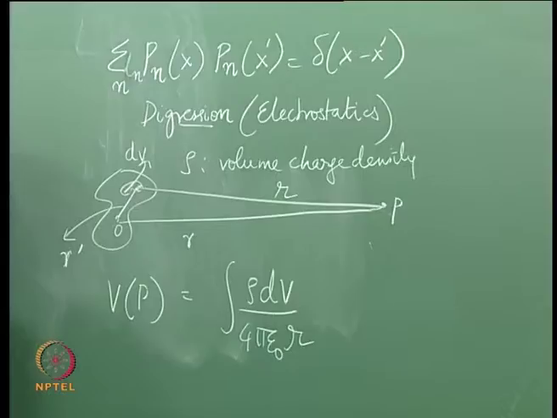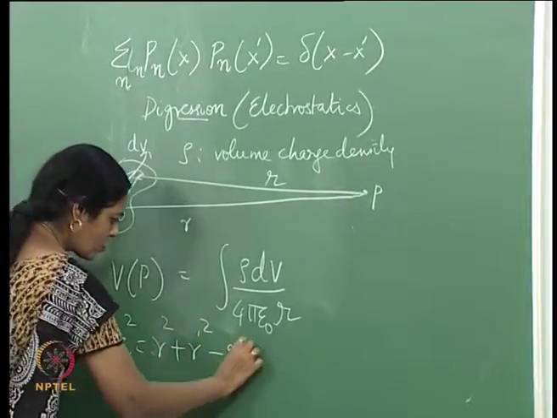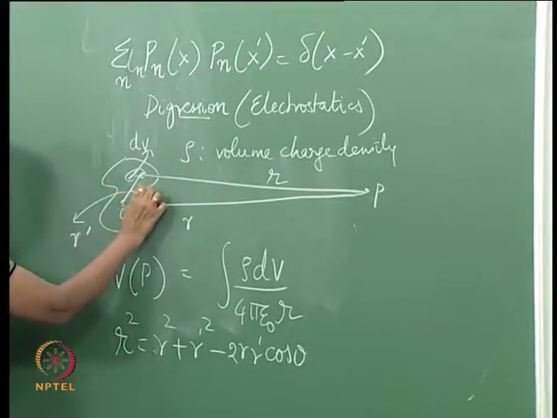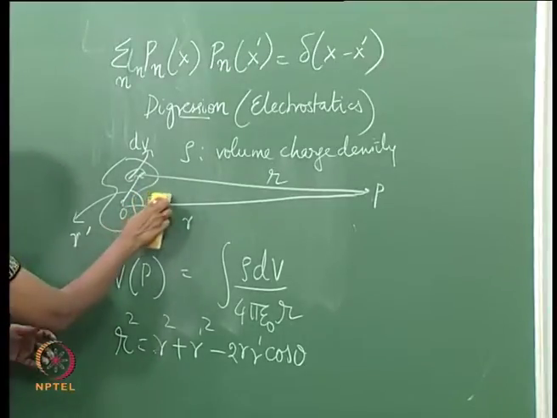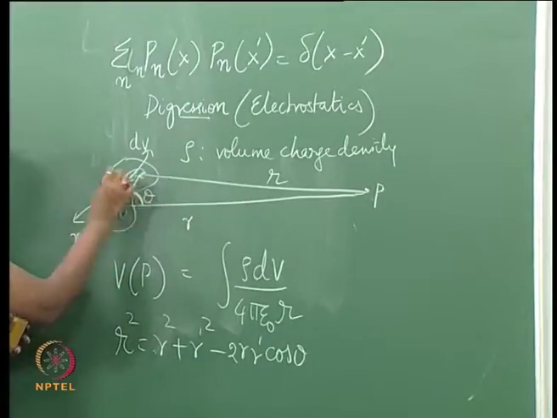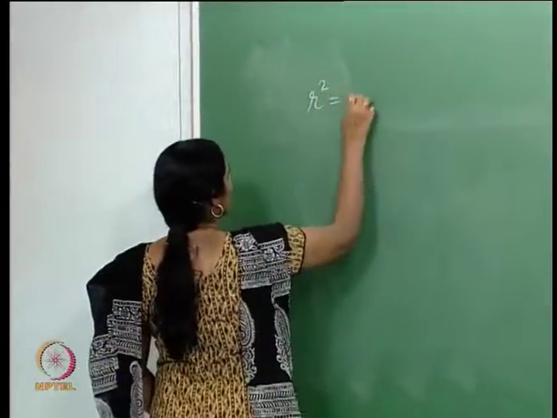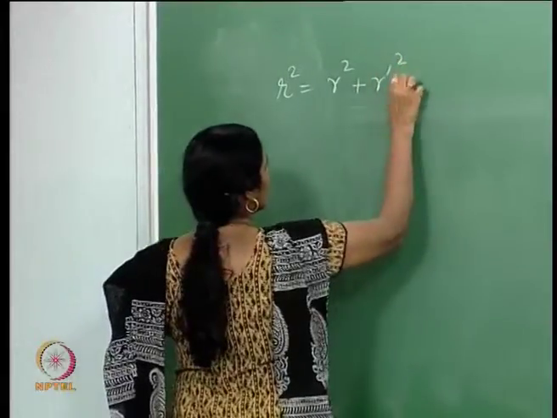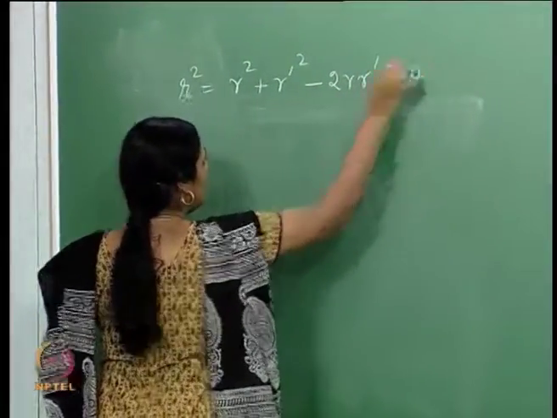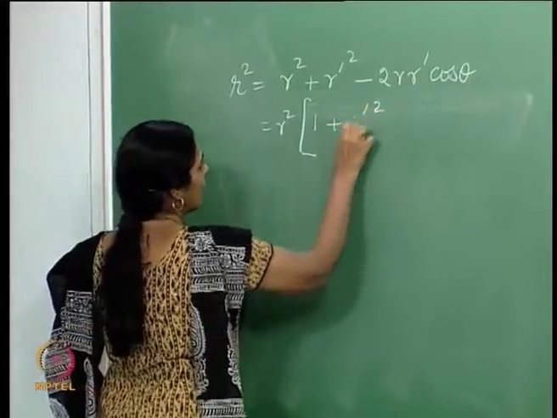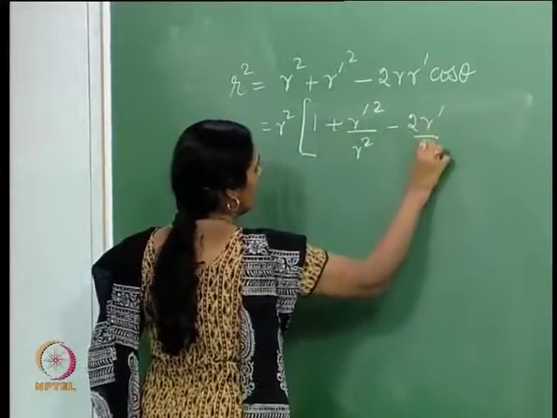Now if I did that, it is clear that r squared is little r squared plus r prime squared minus 2 r r prime cos theta, where theta is this angle. Clearly I can simplify this better, and I do the following. So I have r squared is little r squared plus r prime squared minus 2 r r prime cos theta. Pull out an r squared and write this as r squared times 1 plus r prime squared by r squared minus 2 r prime by r cos theta.